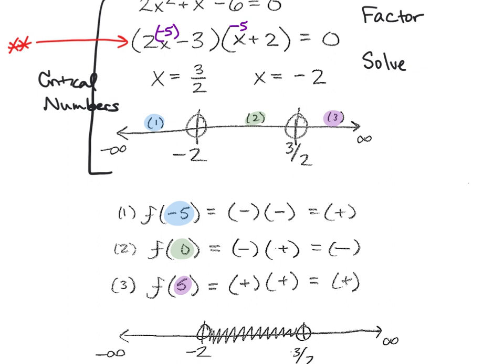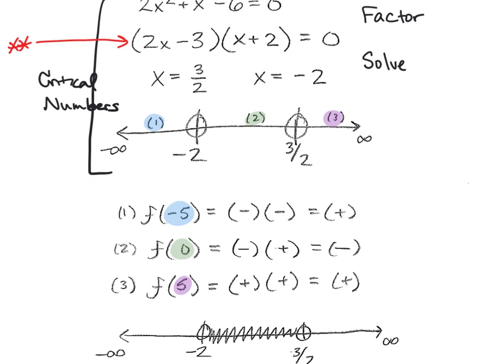Wow, not -5. 5. Embarrassing. Okay. 2 times 5 is 10. 10 minus 3 is a positive number. 7. 5 plus 2 is 7, another positive number. So that section is positive times positive, which is a positive.